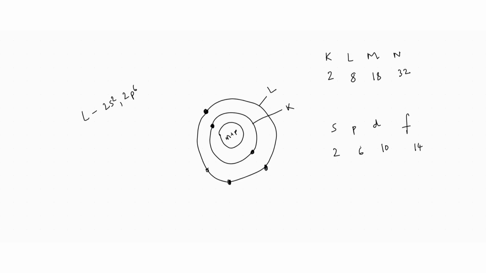Then M has 18 electrons, so M can accommodate a maximum of 18 electrons. They will all go to S, P and D: if I write 3s2, then 3p6, then 3d10. So this is how 18 electrons can be arranged in the third shell.